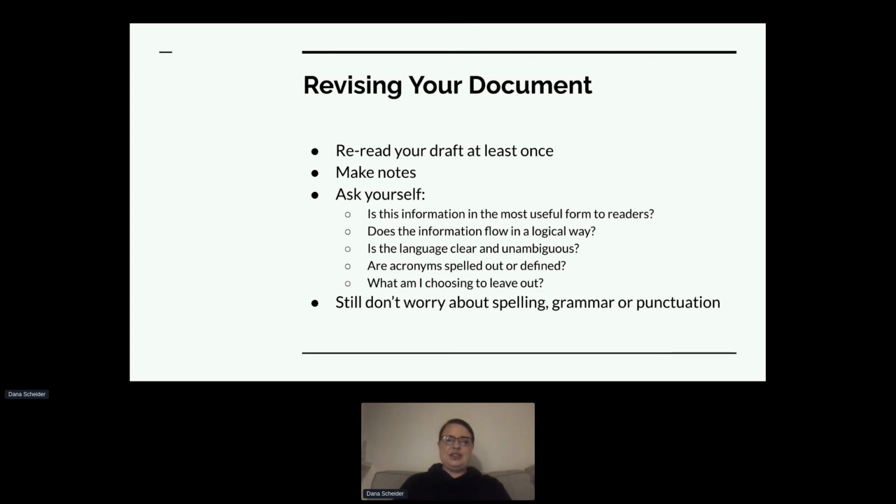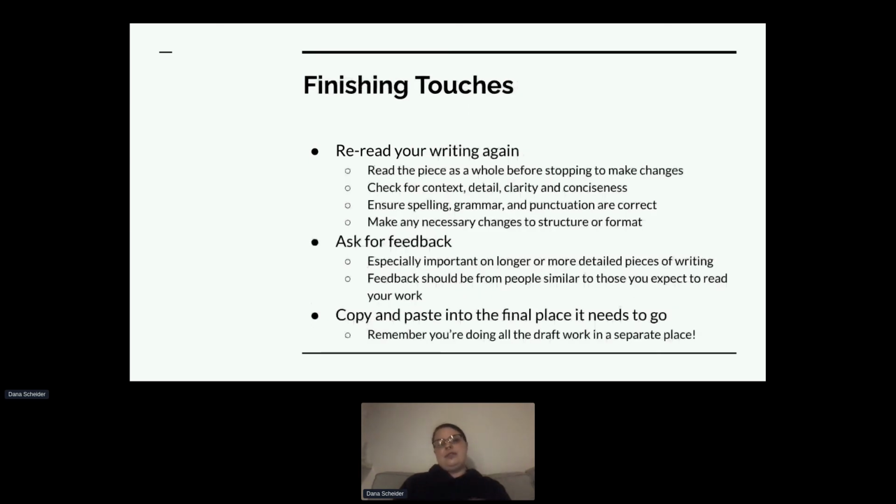Even at this stage, don't worry too much about spelling, grammar, or punctuation. It's still about ideas and, at this point, form. Once you've done that phase, then you can move on to finishing touches. Again, anytime you make any changes, I recommend reading the piece as a whole after those changes before you publish.